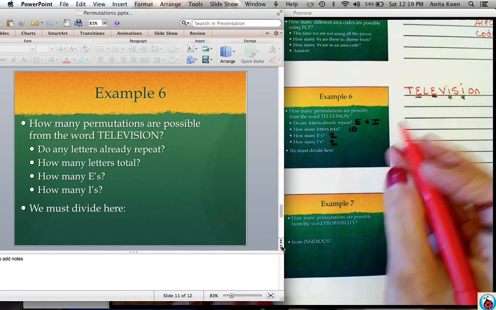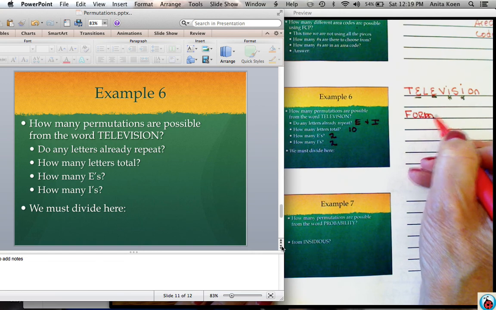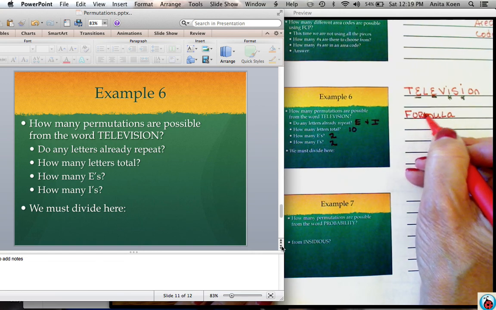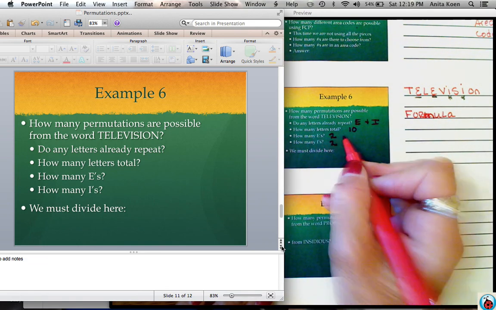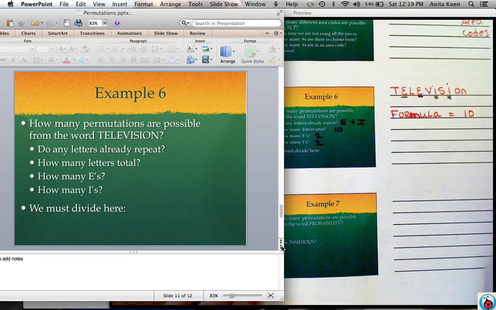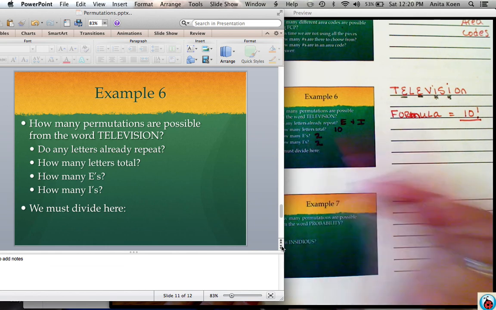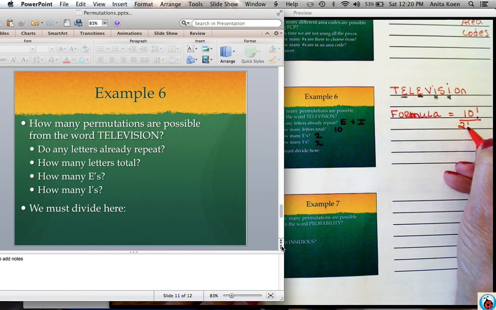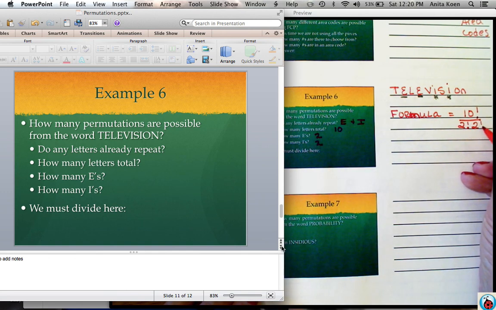So to find out how, we're going to use a formula here. Sorry, formula. Okay, we're going to use a formula here. We're going to take the number of letters total, that's 10, and we're going to say 10 factorial. And then we're going to divide that by the number of E's that there are. So there are 2 E's, so we're going to do 2 factorial. And the number of I's that there are. So we're going to do 2 factorial.